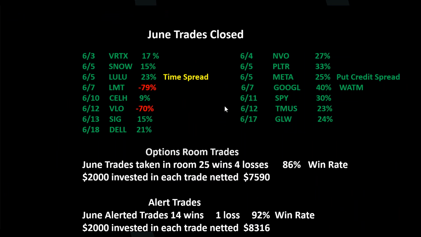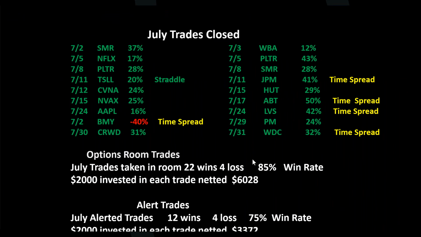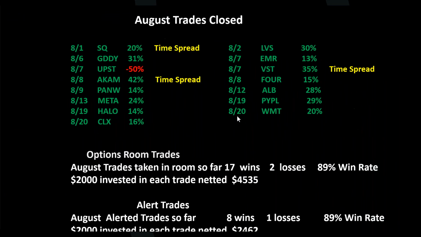Then June, 25 and 4, 75.90. Pretty nice, pretty good room, pretty good trades in the room, and the alerts actually made more that month. We had 14 and 1. That's just the way it worked out. That's pretty nice. July, again, 85% win rate, 75% in the room.